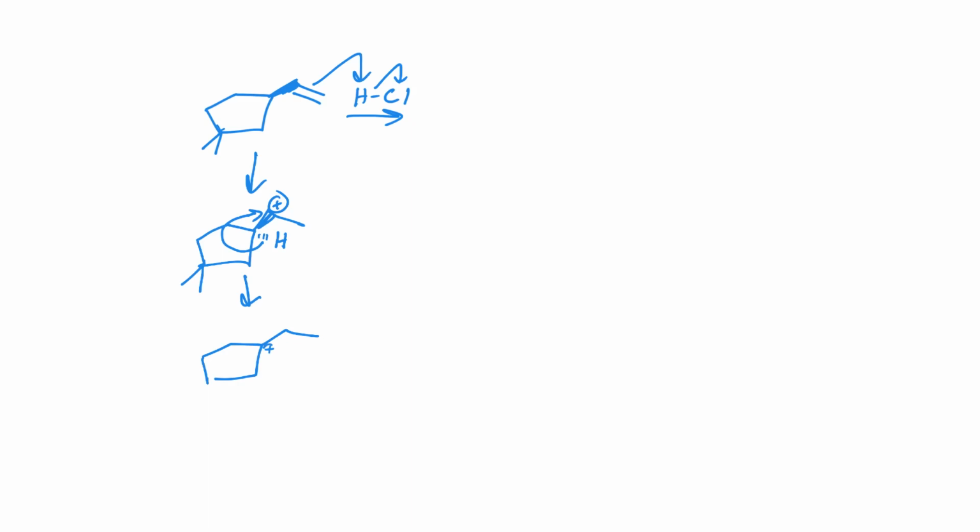That will create a planar carbocation. I've lost the stereochemical information that I had to start with. And then I'm going to react this with the chloride. Now the question is, am I creating a new stereocenter? If you look at this ring, I have a 5-membered ring. One half of the ring contains the pair of methyls, the other half does not. So I am going to create a new stereocenter.